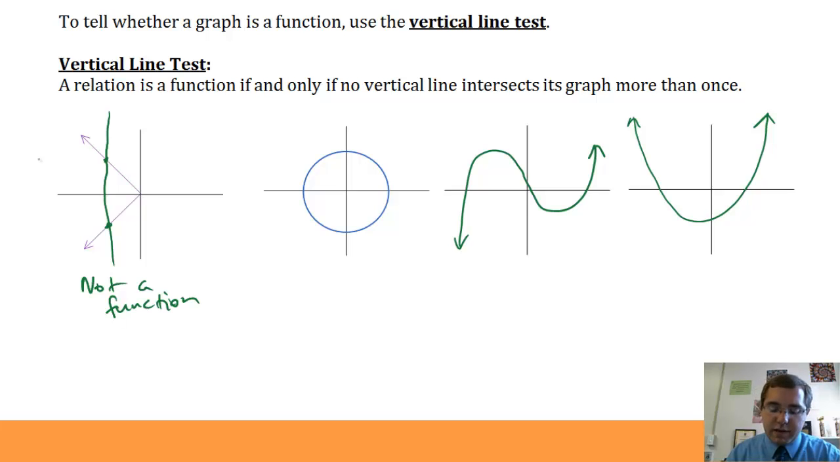How about the second one here, a circle? Well, I can put my vertical line, say, there. It crosses my graph twice, so it's not a function.